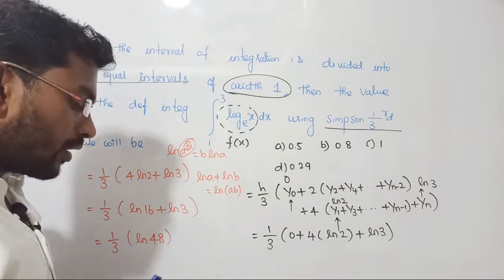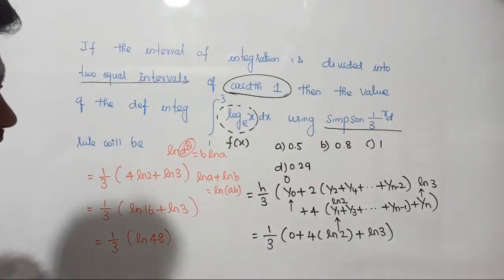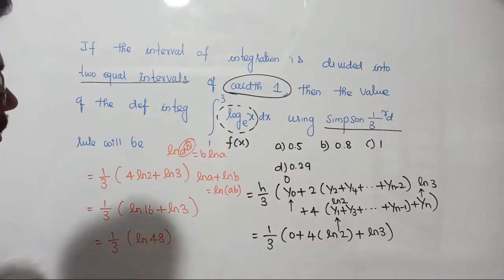48, I should take ln. I'm getting 3.8 and I have to divide it by 3. I'm getting 1.29, right? Do we have any option like that? No. What is the answer? Simpson 1/3 rule, the interval.